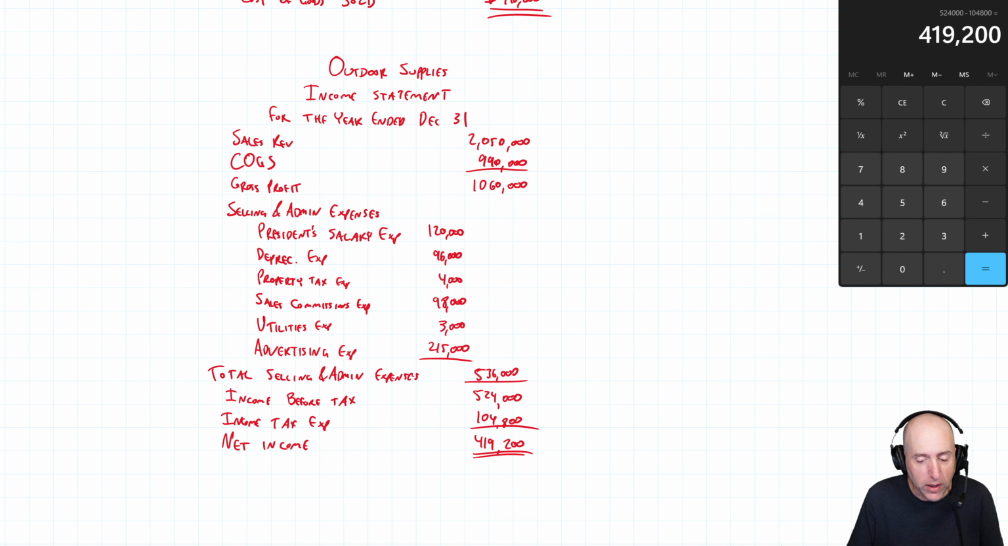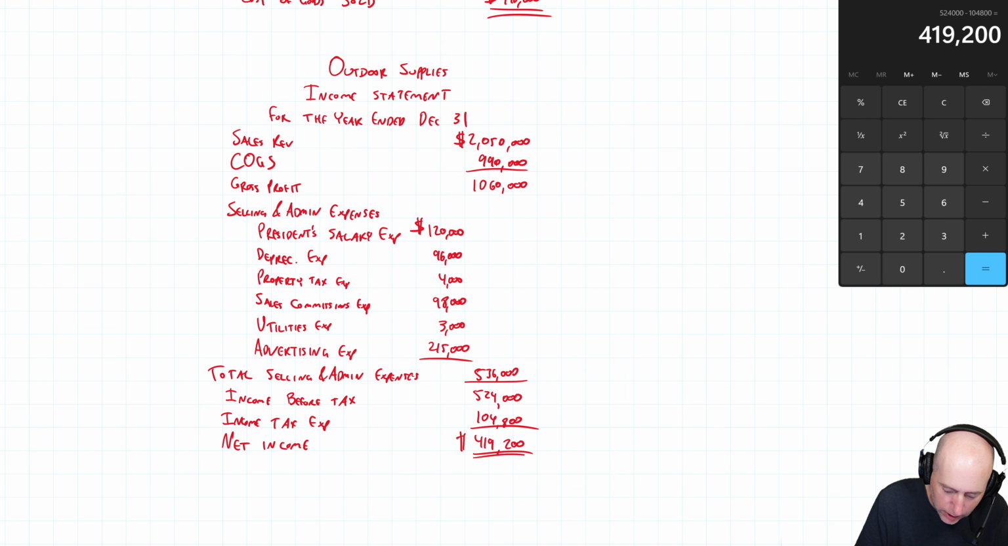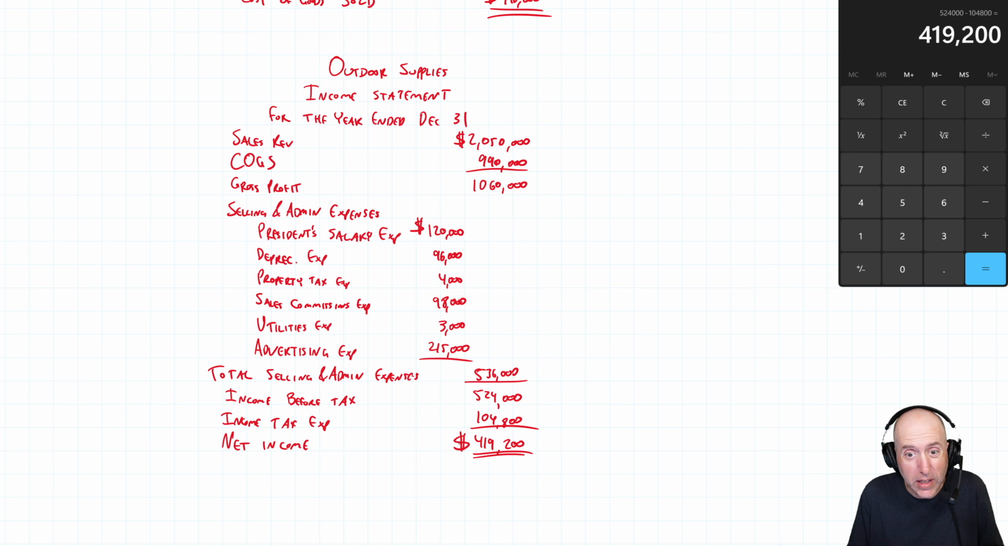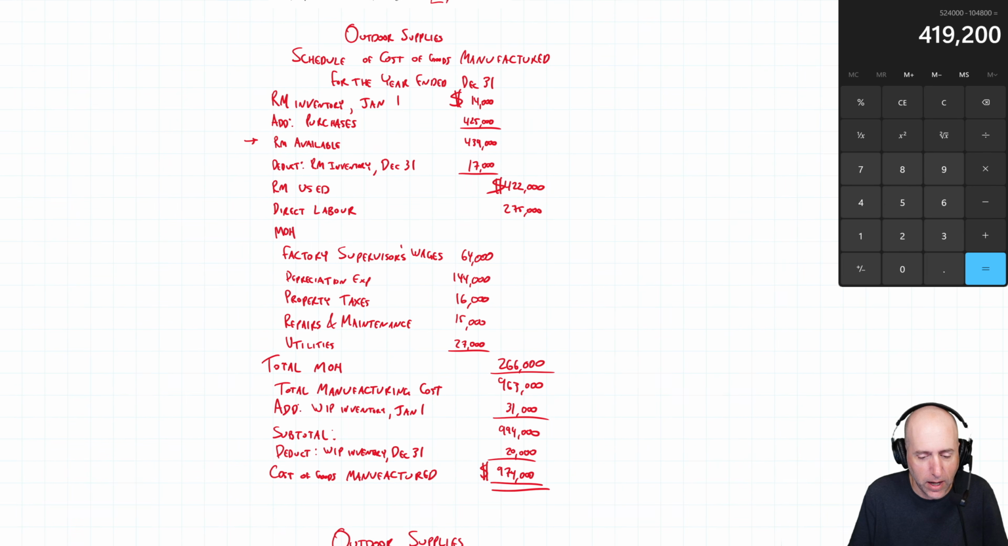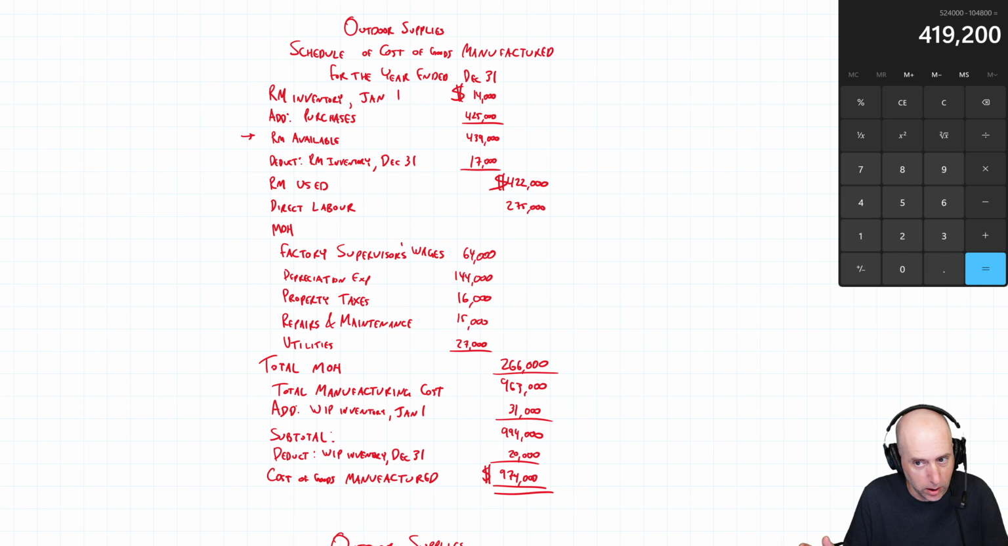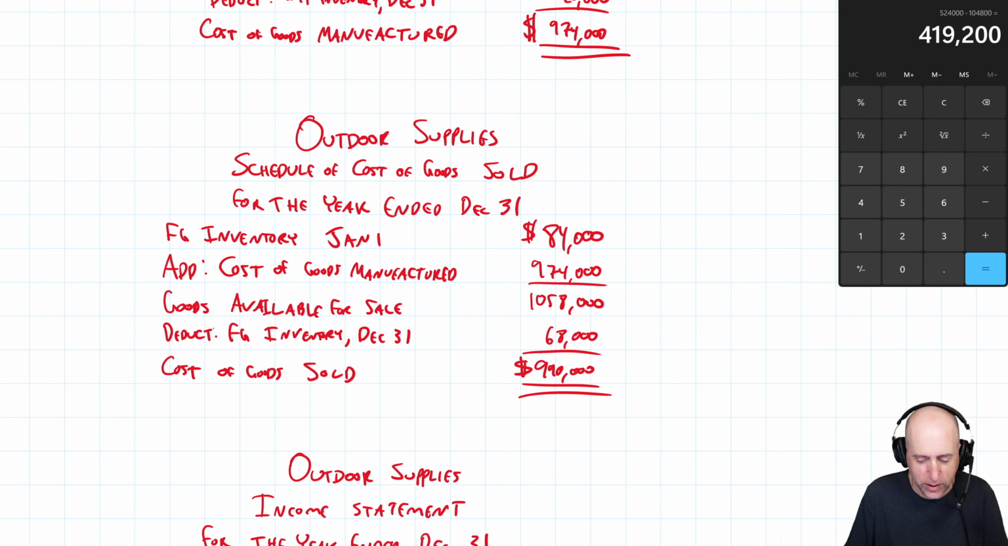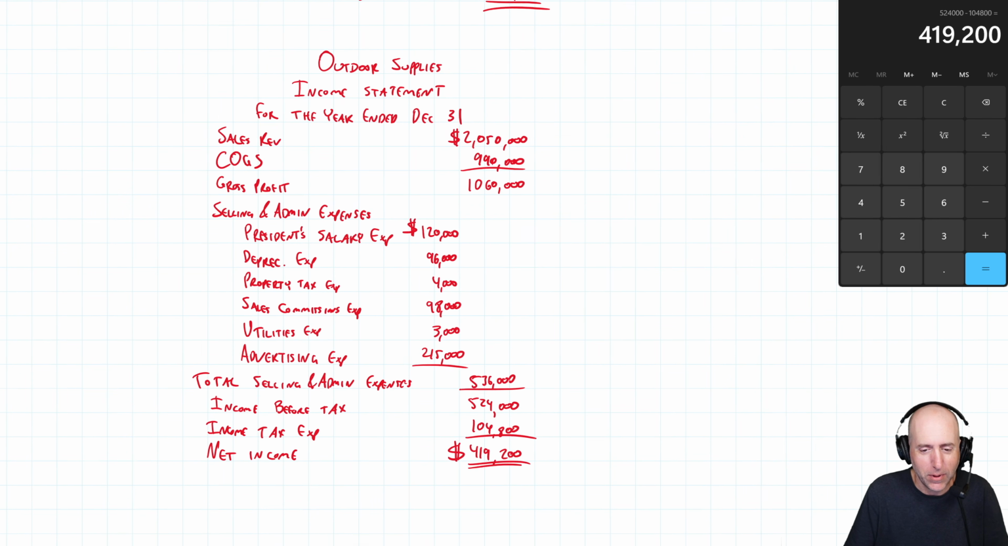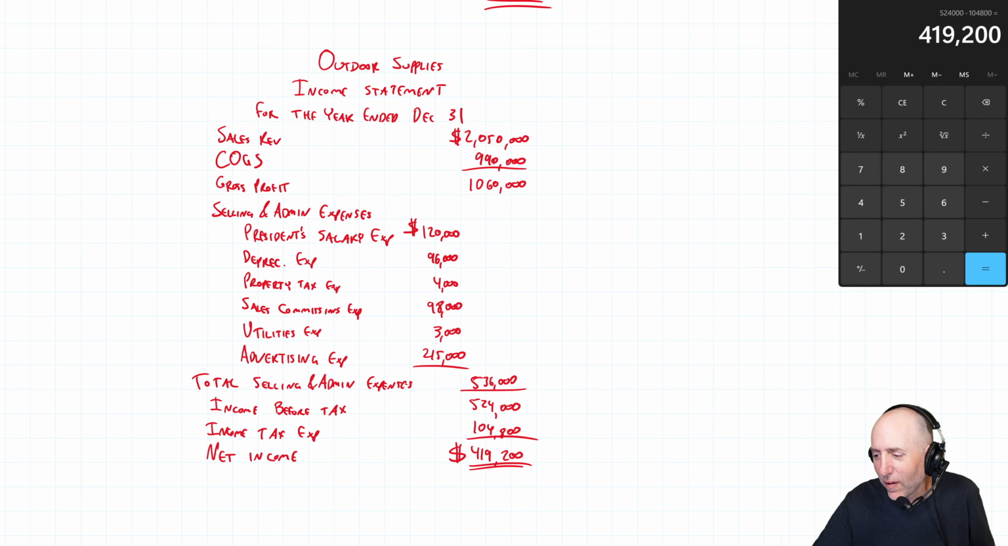So we have a beautiful income statement. We need dollar signs: a dollar sign at the top of each column, since there are two columns, and a dollar sign beside anything double underlined. The bottom line, the net income, is always double underlined. At that point, we've completed the problem. We were asked to prepare a schedule of cost of goods manufactured. Done. A schedule of cost of goods sold. Done. And an income statement. Done.